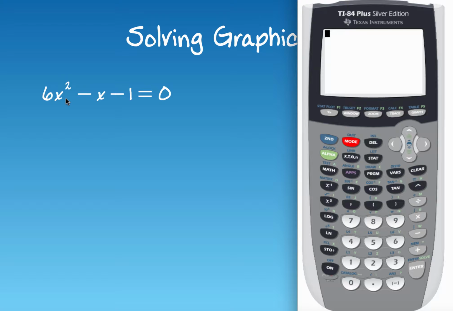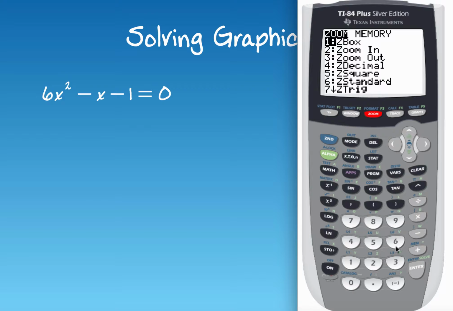Okay, so the first thing that we're going to do is type in our equation. So remember, the left-hand side is going to go into y1 and the right-hand side is going to go into y2. Since we're just looking at a basic quadratic function, we're going to see if our standard 10 by 10 window is going to give our solutions.